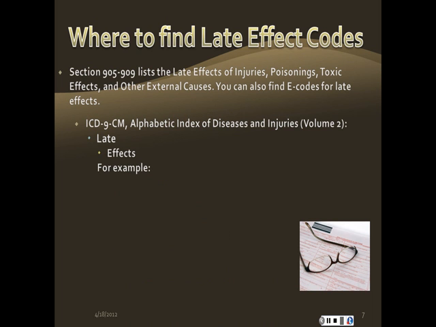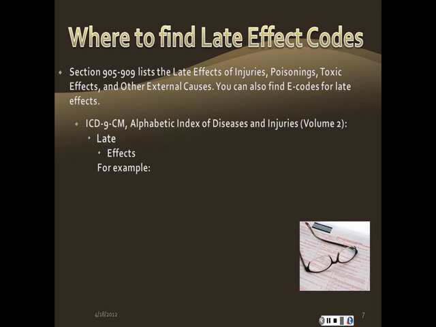Now, where can you find late effects? Well, you can find late effects by looking under the main term, late, and then the subterm, effects. Now, section 905 to 909 lists the late effects of injuries, poisonings, toxic effects, and other external causes, as well as you can find E-codes for late effects. And these are usually from an injury, such as an injury from a motor vehicle accident, a fall, something like that.